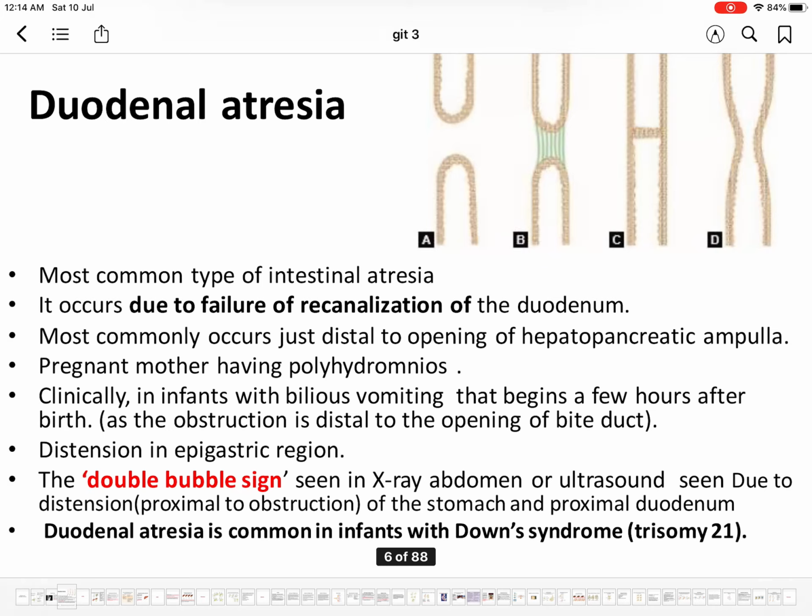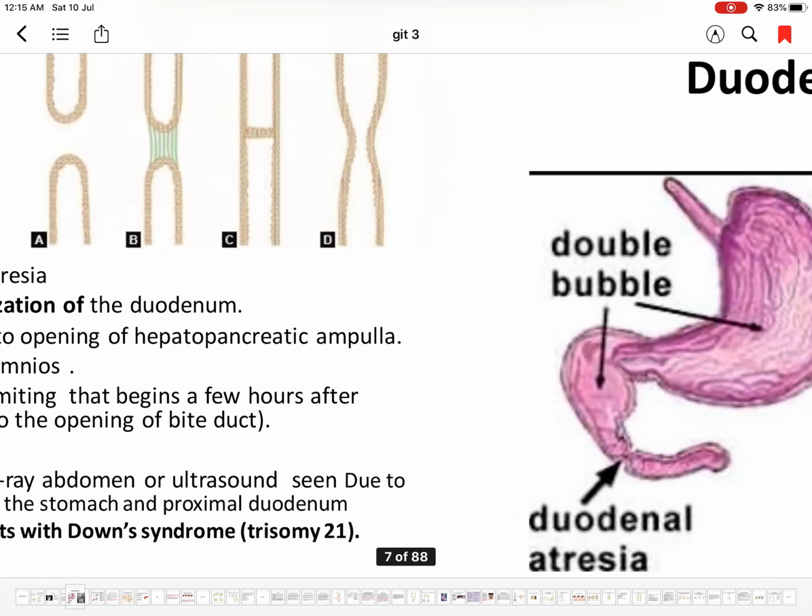Now duodenal atresia is the most common type of intestinal atresia, and it occurs due to complete failure of recanalization. Here the condition most commonly involves the distal part of the duodenum. That's why the vomitus will contain bile, and the infant has bilious vomiting, which starts a few hours after birth. And proximal to the obstruction, the stomach and duodenum will be dilated. That's why there will be double bubble sign in X-ray or sonography. And this duodenal atresia is usually associated with Down syndrome.